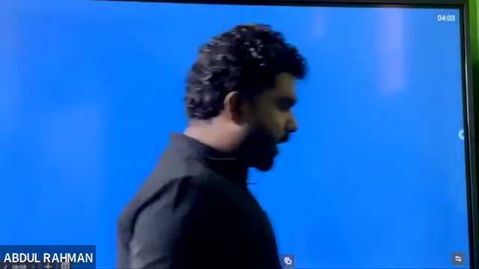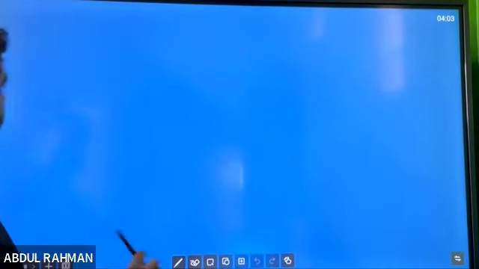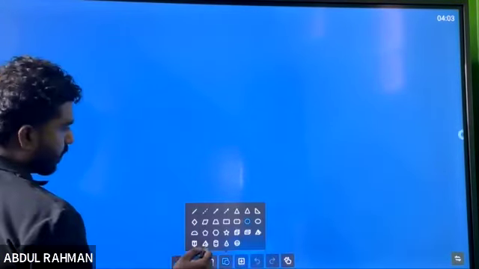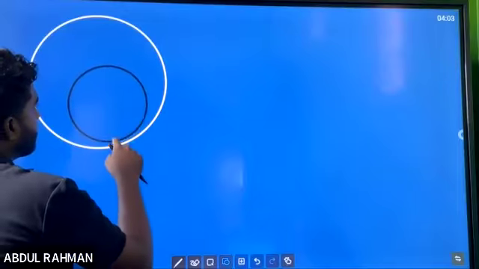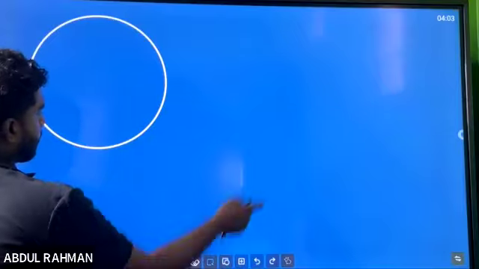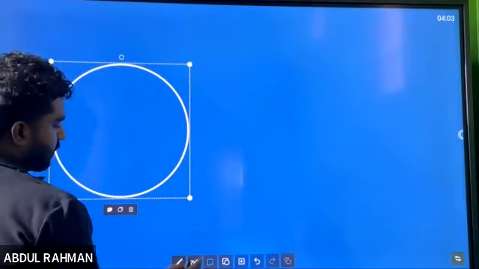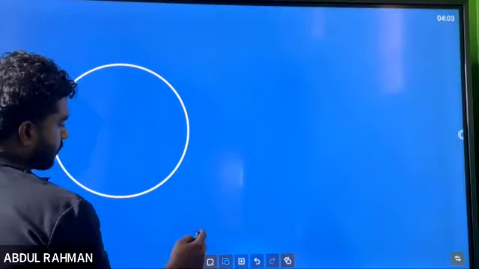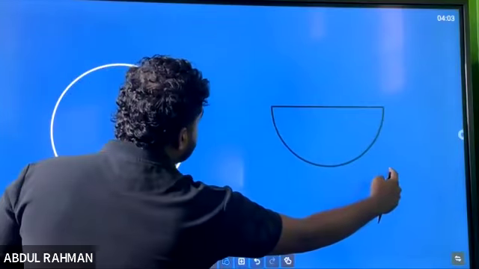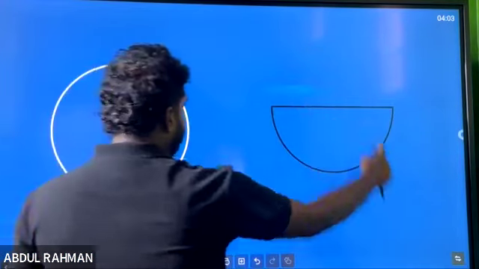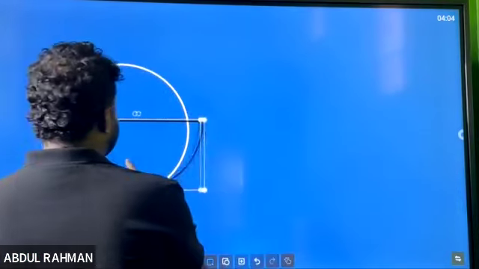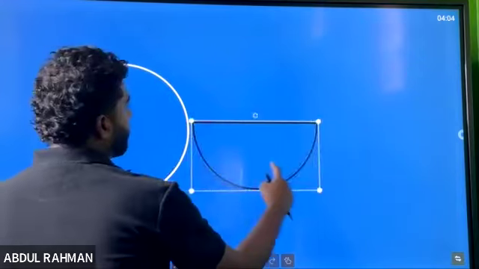Now coming into something very important again. Now, Lamai, I need to find out the difference between this and this. I'm having a circle, and I'm having a half a circle. Almost half. Half a circle.